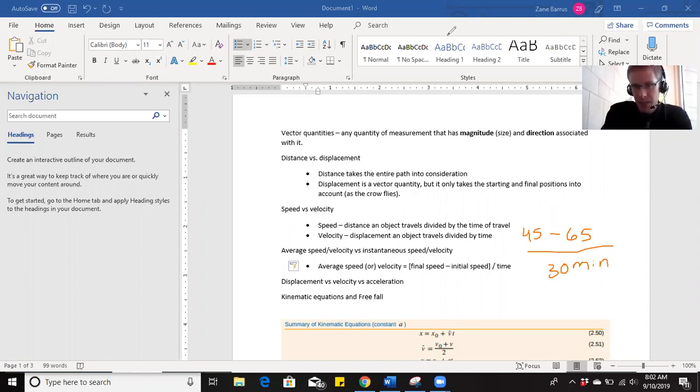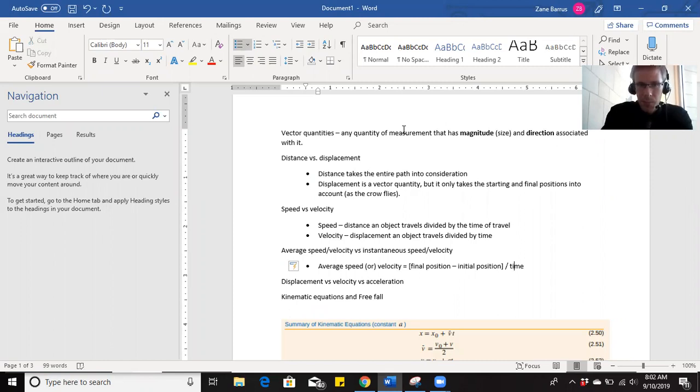If in that case, your final, you know what, I'm realizing that I'm getting a little ahead of myself. I'm describing acceleration right now. Let me go back a little bit. Your average speed or velocity is not your final speed minus your initial speed. It's your final position minus your initial position. That's going to be a little bit better. Sorry about that. I was describing acceleration, but I was using the words for velocity.